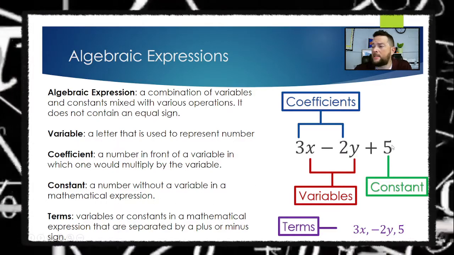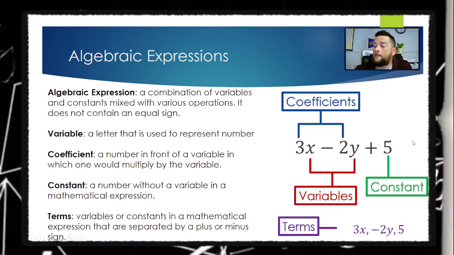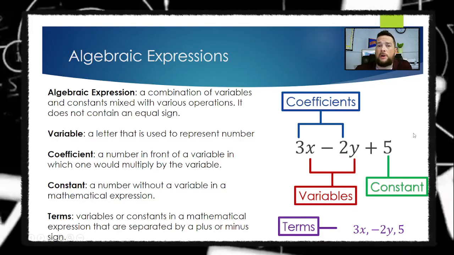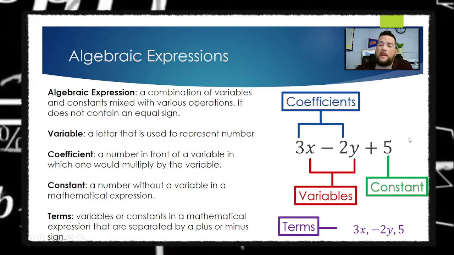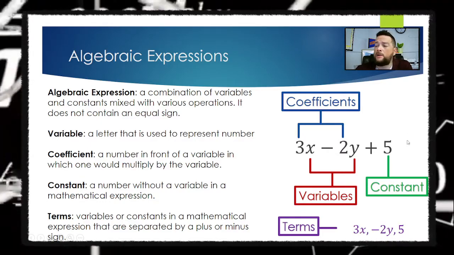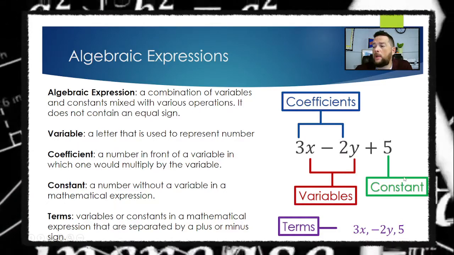All right. The next number that we'll talk about is a constant, and it's the number that does not have a variable attached to it. It's a constant because its value remains the same. We're not multiplying it by anything else. That 5 right there, it's just 5, and so we call it a constant.